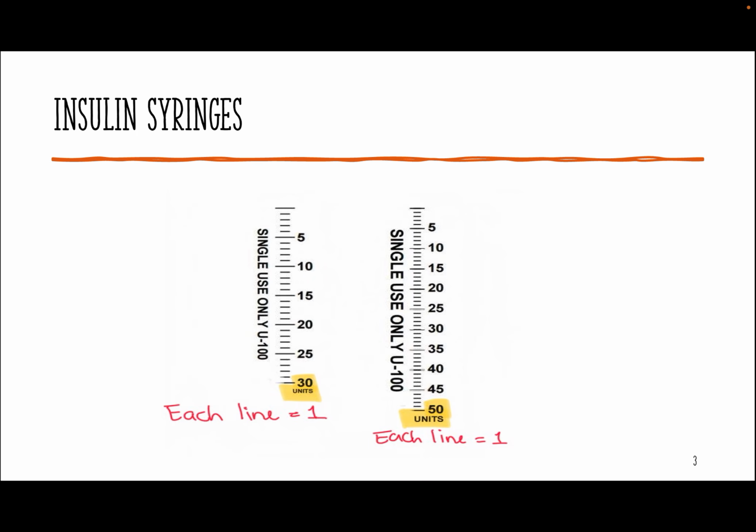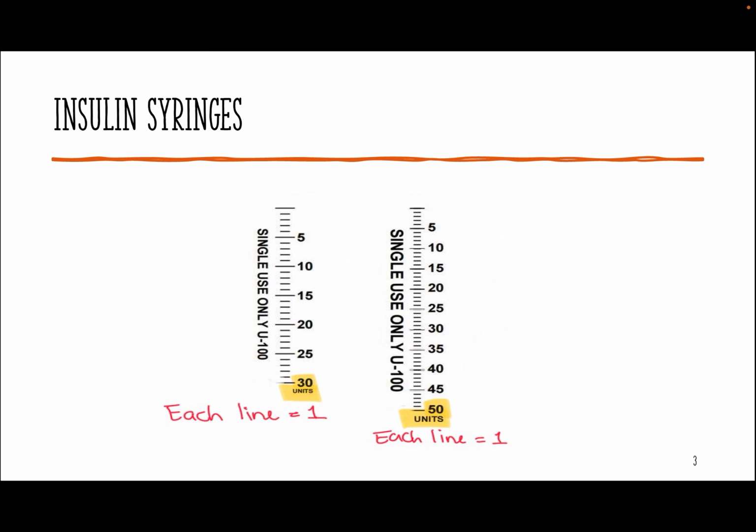You will also have insulin syringes. So you're going to need to know how to identify the syringe that you're using. I gave you 2 examples here, but there is a third. You have the 30-unit syringe, you have a 50-unit syringe, you have a 100-unit syringe. Make sure that you know what each one of those lines means on that syringe.